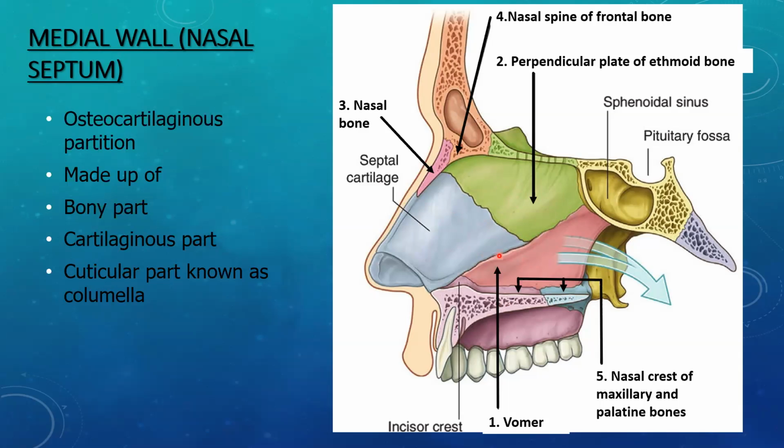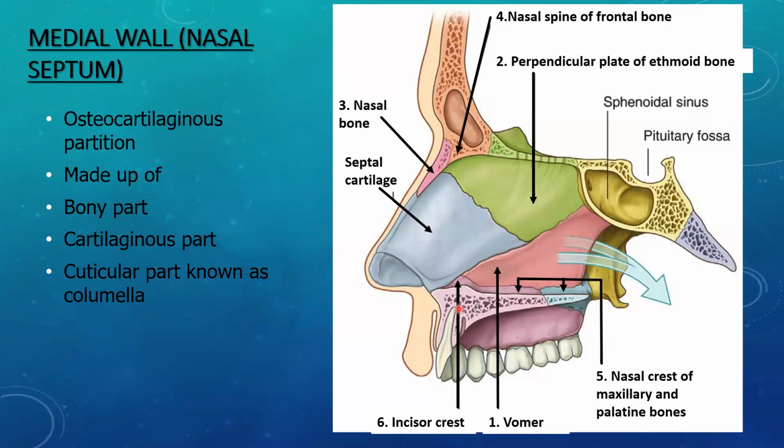Sometimes there are also small bones from the incisor region, again part of the maxillary bone, known as the incisor crest. So these are the bones forming the nasal septum. Now anteriorly it is formed by the cartilage known as the septal cartilage.